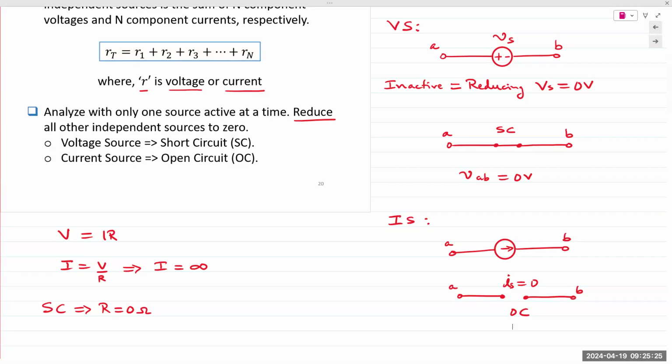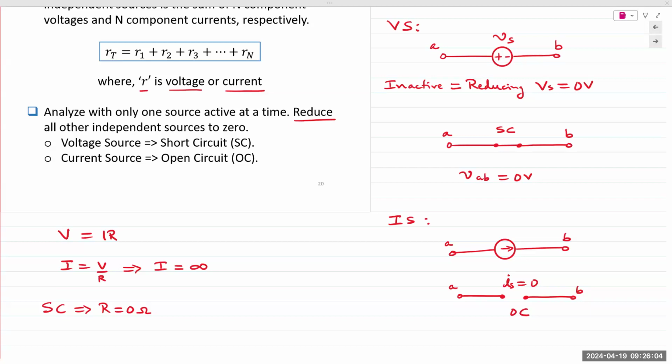All right, questions? Yes. Well, not quite. That's just one step in part of the superposition. No, we still have to analyze. This is just a setup. We can use anything we want: KCL, KVL, Ohm's law, series parallel analysis, mesh current, node voltage, anything.